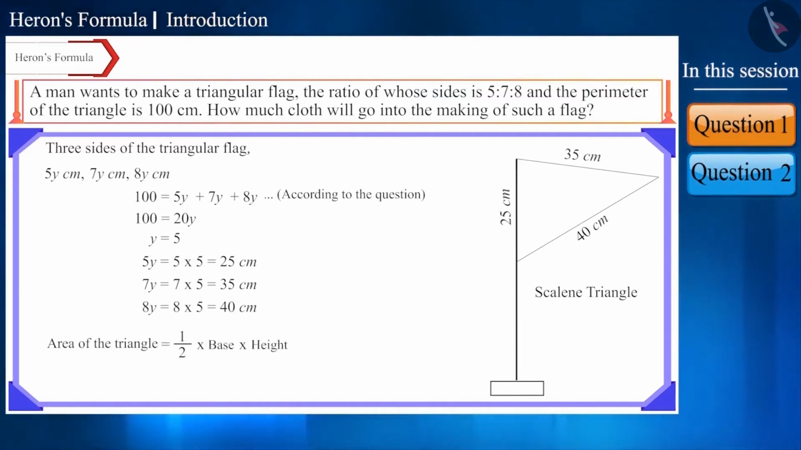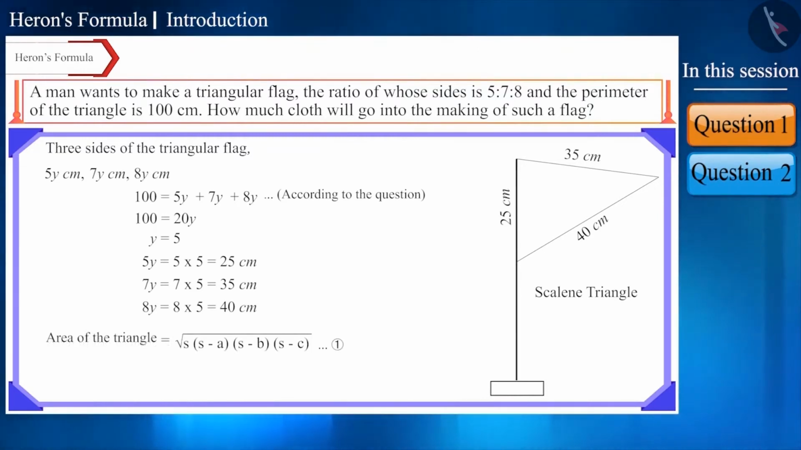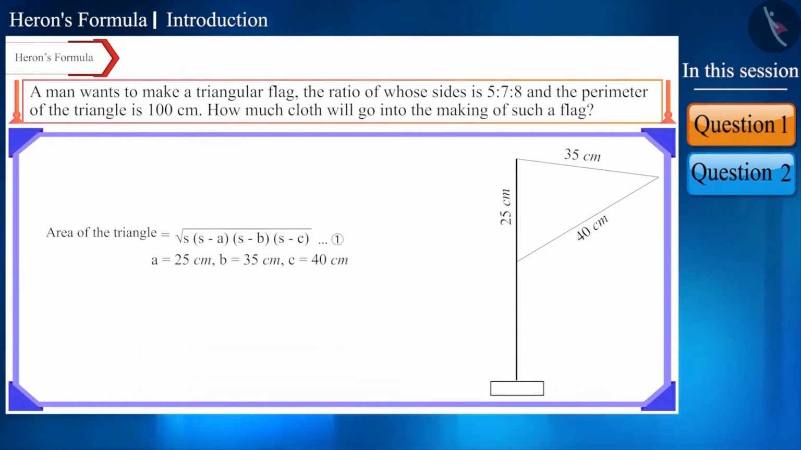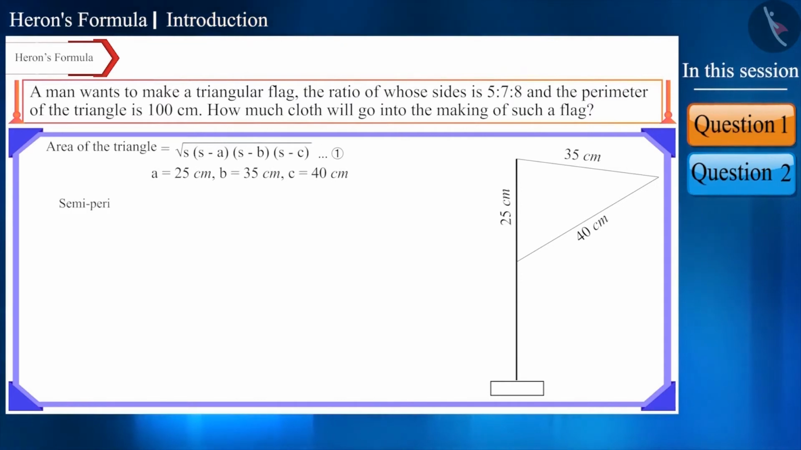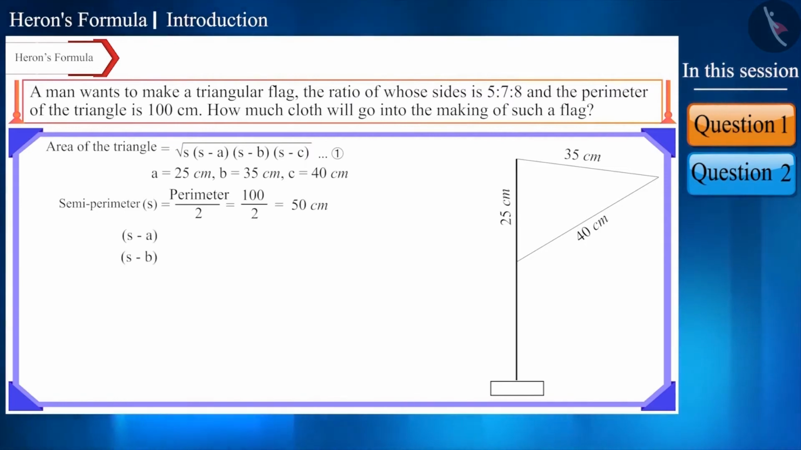We will use Heron's formula here. Suppose A is equal to 25 centimeters, B is equal to 35 centimeters, and C is equal to 40 centimeters. Let's find the value of the semi-perimeter first, which we will get as 50 centimeters. Now, we will find the value of the terms in the bracket: S minus A, S minus B, and S minus C.